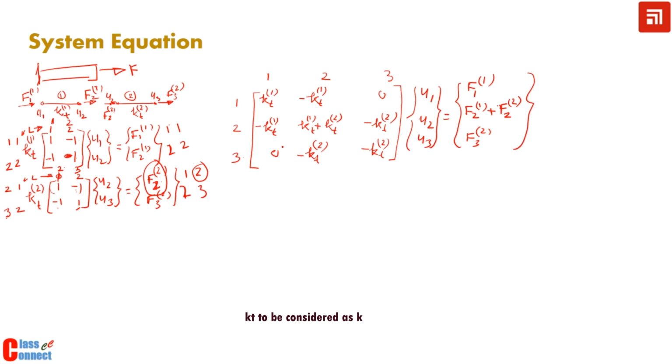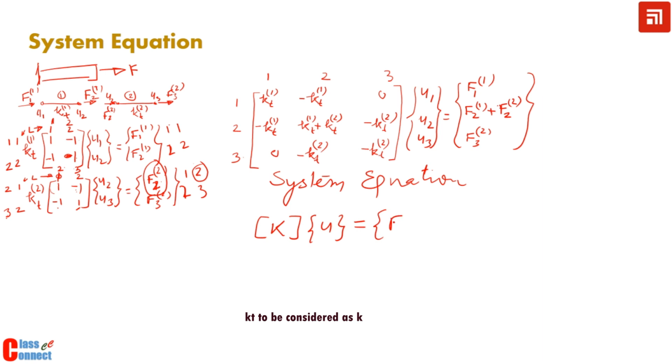So this is how we get the element system equation for the domain, and this can be written as K times U, the displacement vector, that should be equal to the force vector. K is, as such, called the system stiffness matrix.